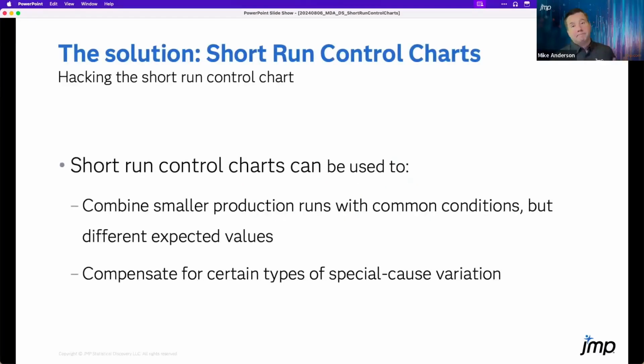So one more time, combining smaller product runs with common conditions, but different expected values. That's one of the values of a short run control chart. And in our case, we're kind of repurposing it to be able to model out some special cause variation that we see to get us back to a condition where we're not violating the assumptions of the control chart itself.